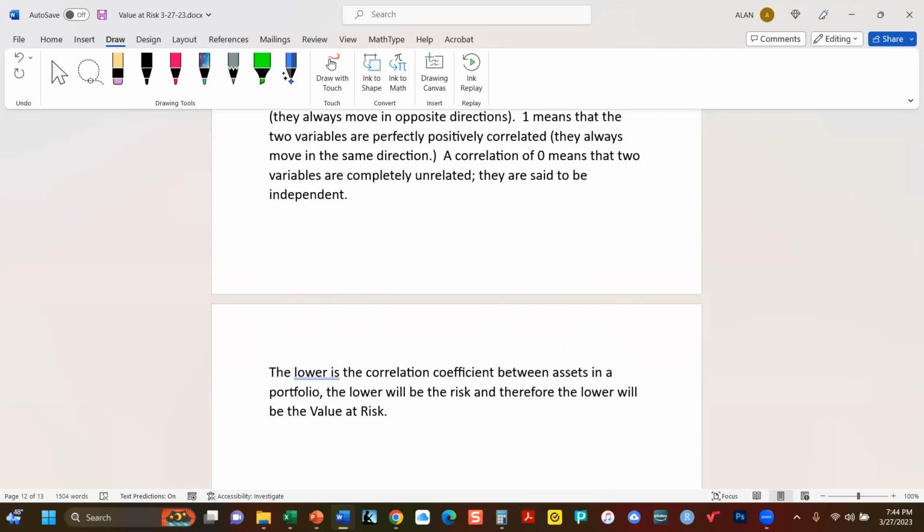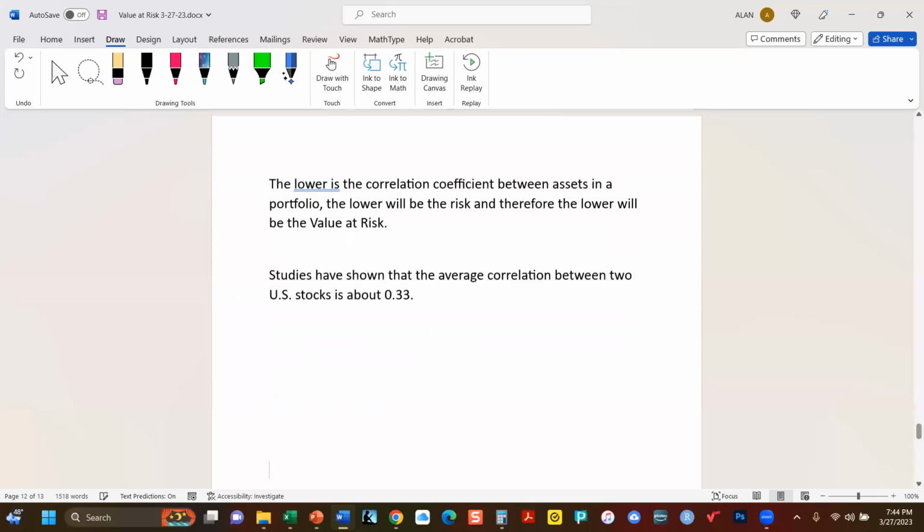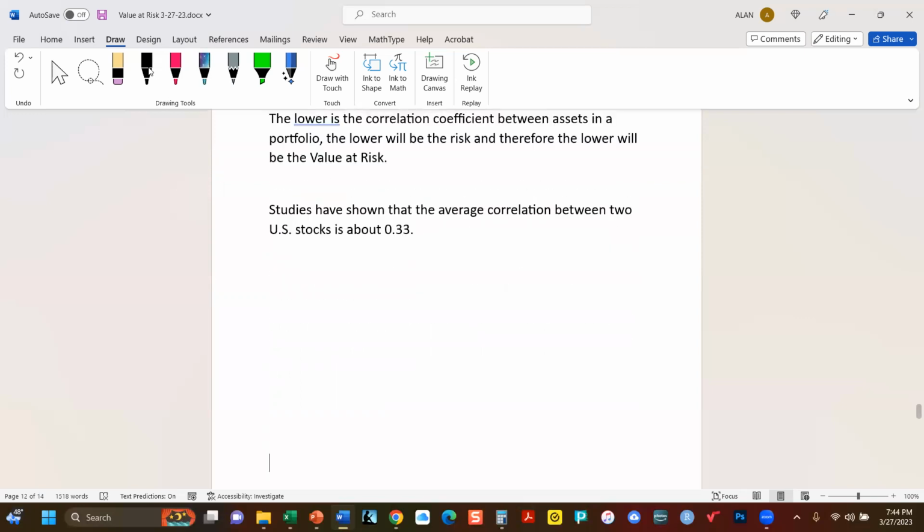In fact, I saw a study somewhere that the average correlation between two US stocks is about 0.33, which is not that strong, but a reasonably strong positive correlation. So as far as picking stocks for your portfolio, if you want to minimize your risk, you want a very low level of correlation.